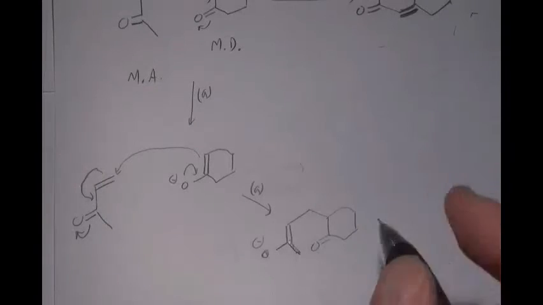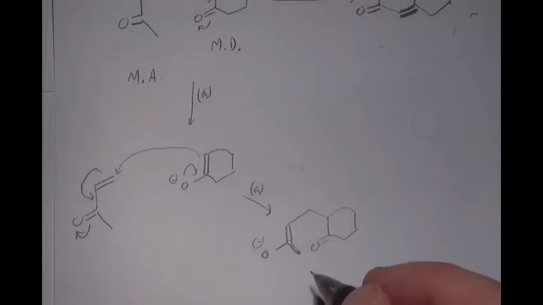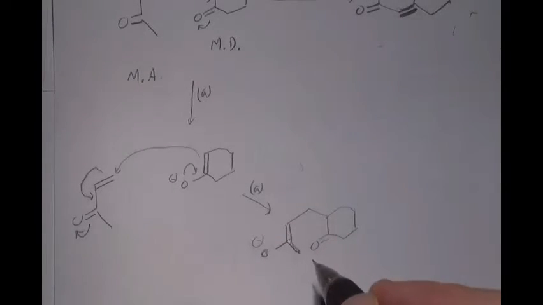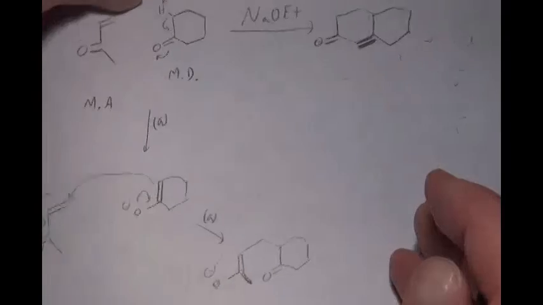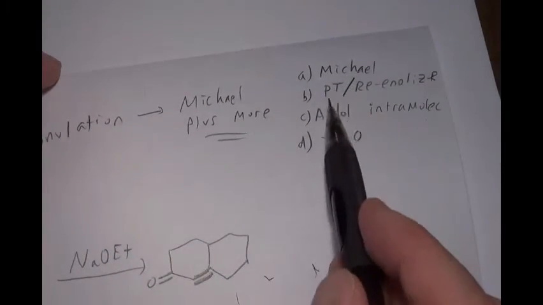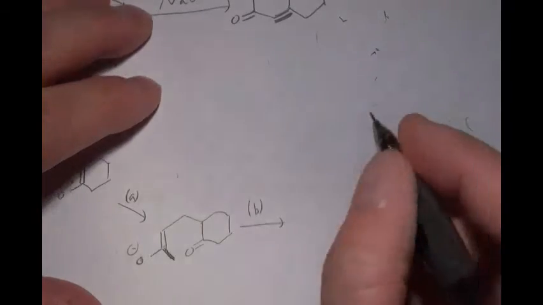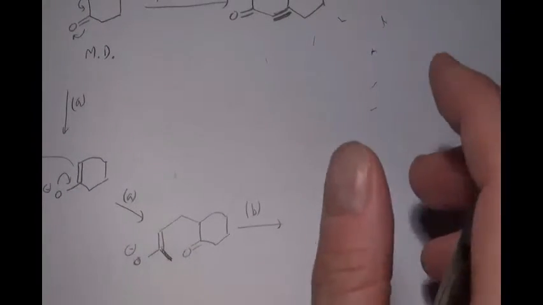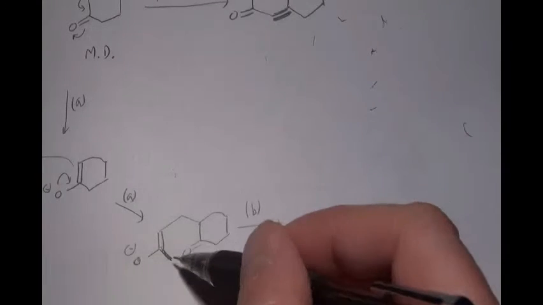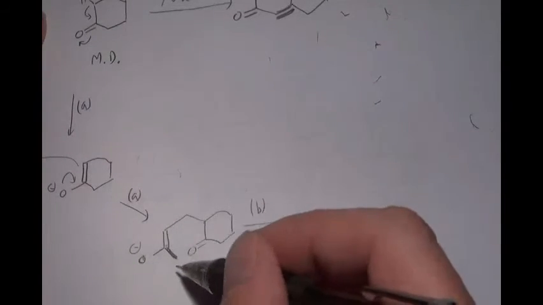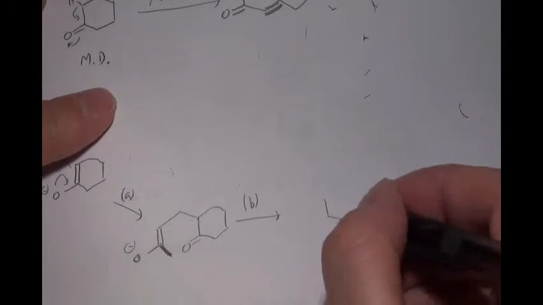Cool. So there we are. That's the first step. Michael donor attacked the Michael acceptor. So that's a Michael reaction. But we're not going to stop here. We're going to keep going. And let's go look at the 4-step part. First you do the Michael, then we do proton transfer, re-enolize. So to do this, all I'm going to do is write the letter B. It's proton transfer, re-enolize. And all I'm going to do is assume that the enolate goes from one side to the other side. So the orientation of the enolate is going to switch.